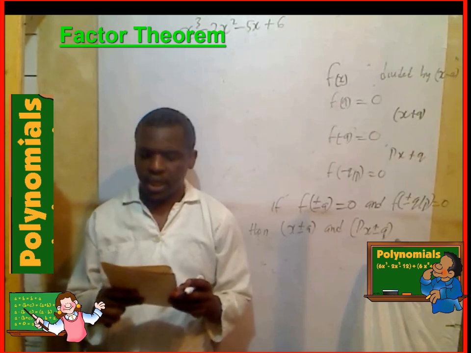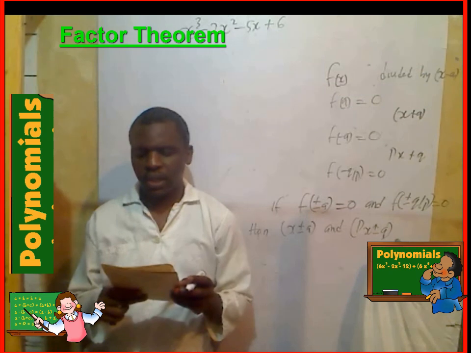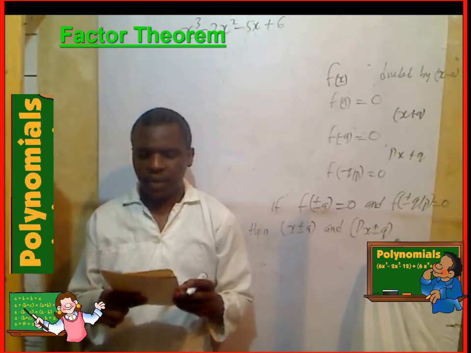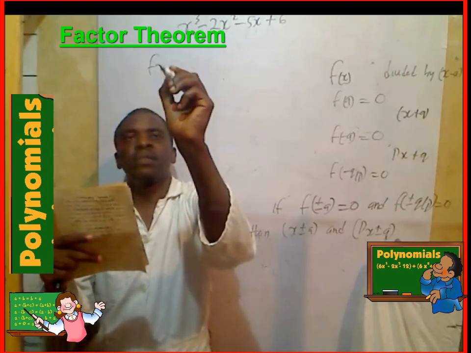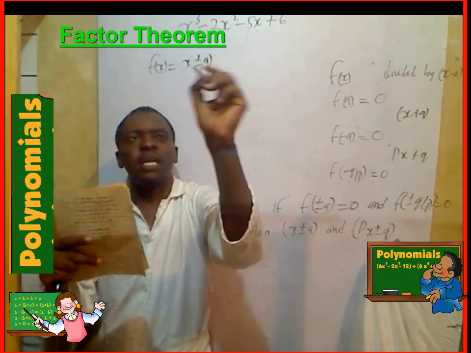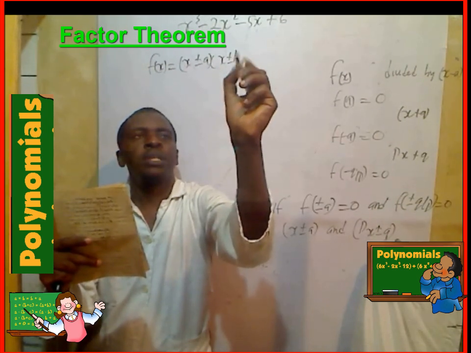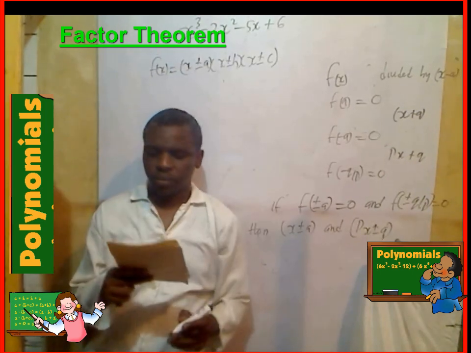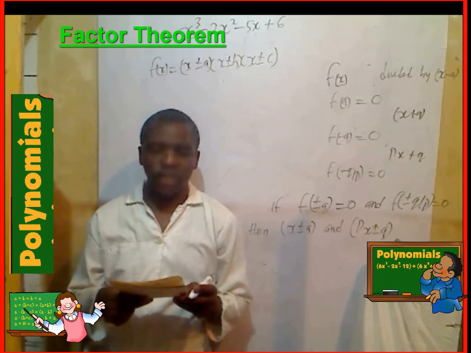Factorize completely x cubed minus 2x squared minus 5x plus 6. By inspection, f of x is going to have three linear factors, which are f of x equals x plus or minus a, times x plus or minus b, times x plus or minus c, where a, b, and c are integers.